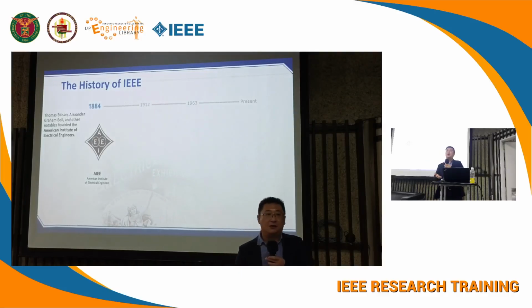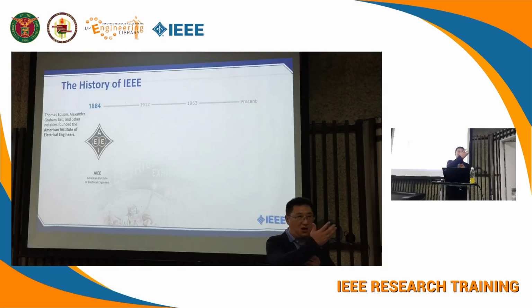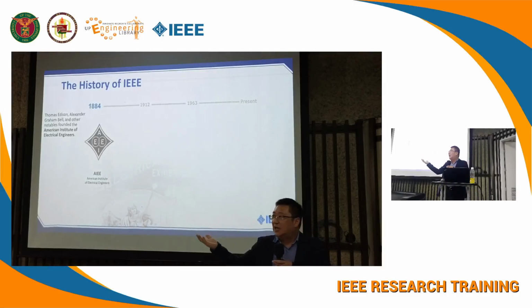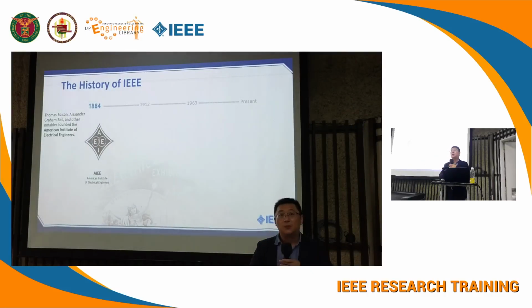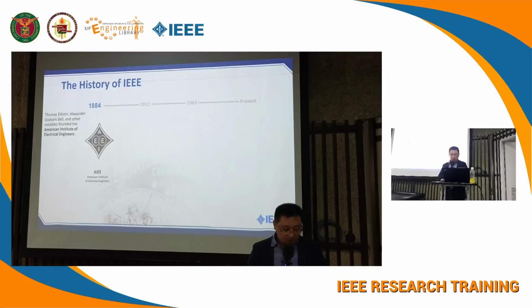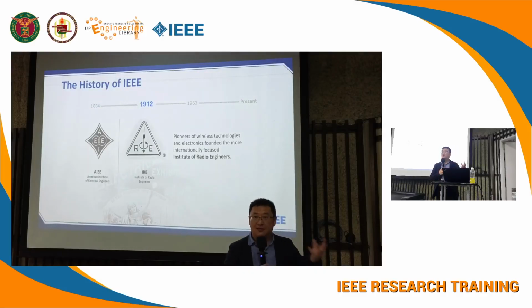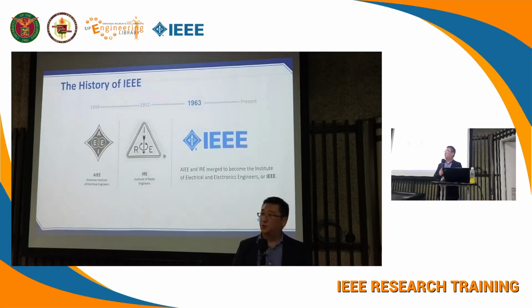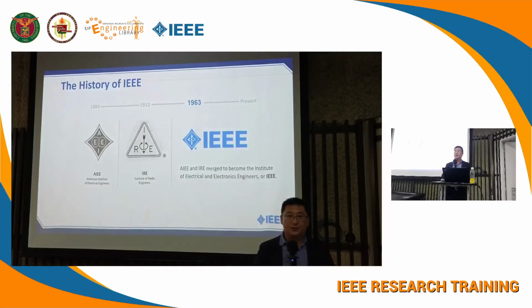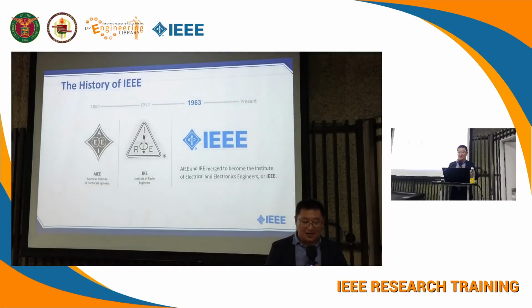In UP Diliman, you also have a lot of student organizations, right? You have Mathematics Society, Physics Society, you might have a guitar club. You like to play guitar, you can join the club, something like that. But of course, in this case, we are talking about technologies. And in 1912, another batch of people formed the Institute of Radio Engineers. As the name suggests, their focus is on communications, telecommunications, Morse code and all these. In 1963, the two merged to become the current IEEE.